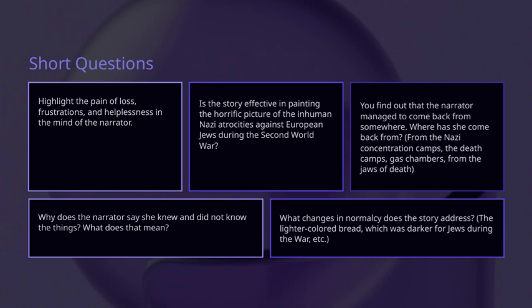Why do I say I knew and did not know the things? It's a way of expressing the complex reality. Sometimes I knew what was happening on a surface level, but I didn't fully grasp the depth of the horror, the extent of the suffering, or I couldn't process it all at once. It's about the coexistence of awareness and denial, a defense mechanism, perhaps, that many of us experienced.